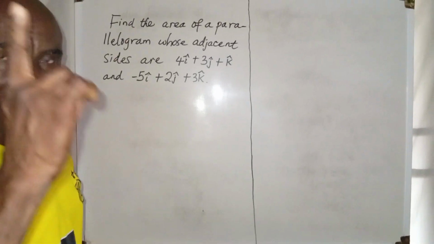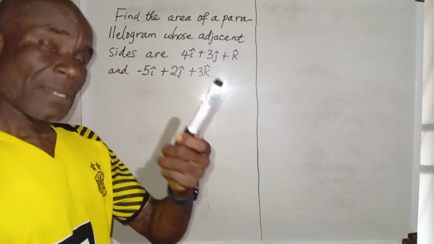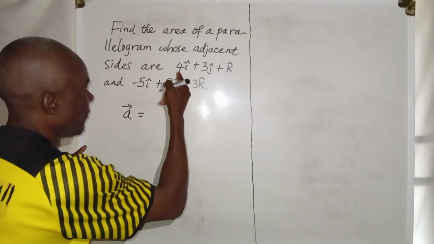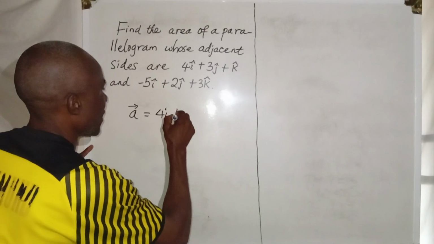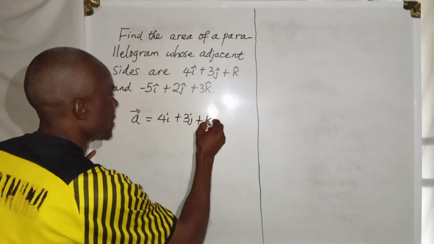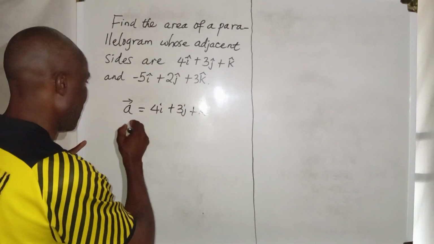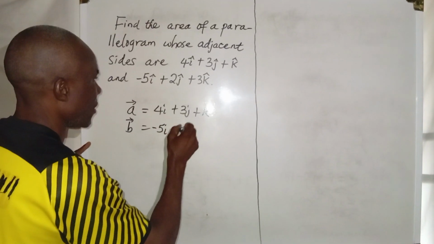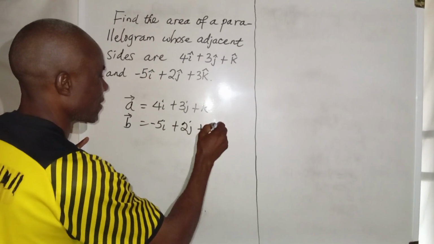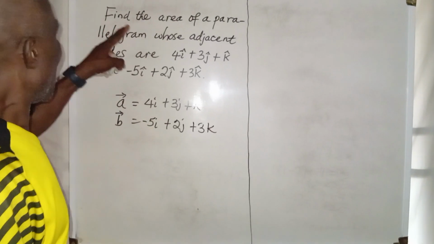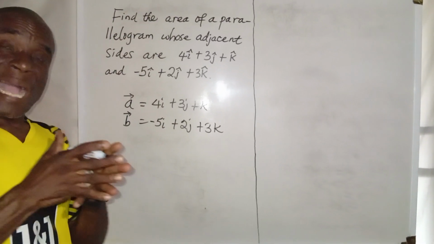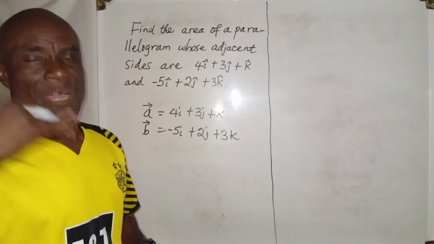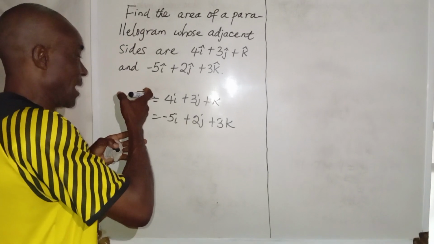The i, j, k are the unit vectors. Let the vectors representing the sides of the parallelogram be vector A, equal to 4i + 3j + k, and vector B, equal to -5i + 2j + 3k. The area of the parallelogram is the magnitude of the vector product of these two vectors.